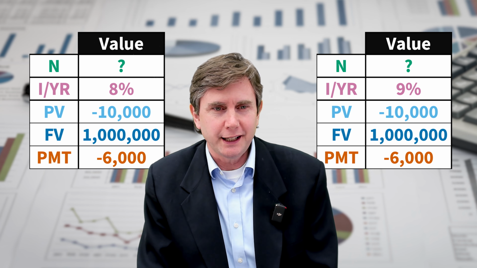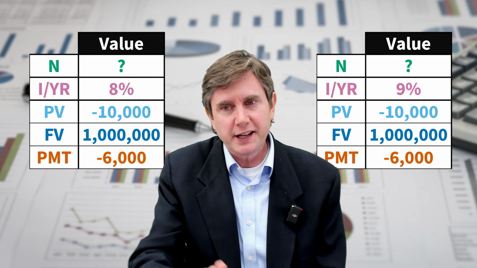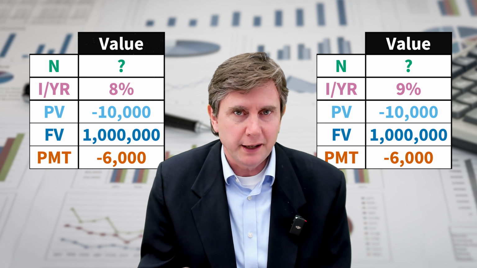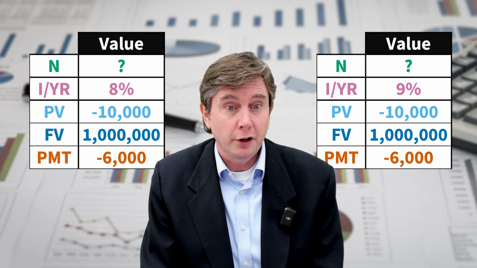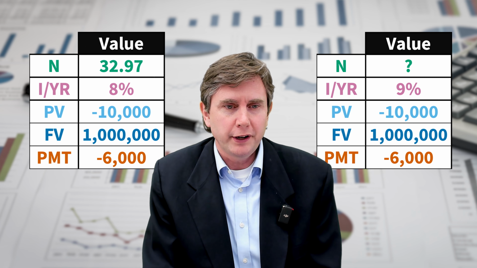Now, how many years will I need to get to 1 million? So same problem as before, right? 10,000 goes in, 6,000 a year at the end of each year. I want to get to 1 million. I can earn 8%. Well, let's solve for N. So if we use Excel, we solve for NPER, number of periods. That's going to be 32.97 years.